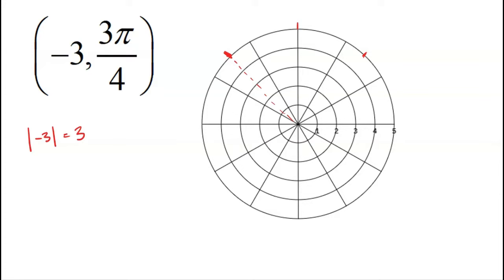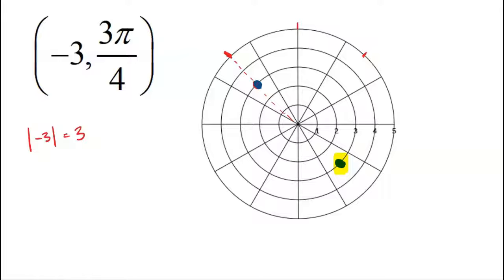We would think that that point would be right here at that radius of 3 at 3 pi over 4, but because it's negative, that tells us that we need to go directly across over to here. So we're simply going to reflect across the origin there. So here was the point if it was positive 3, but we are now over here at this point right here. So there is my final coordinate.